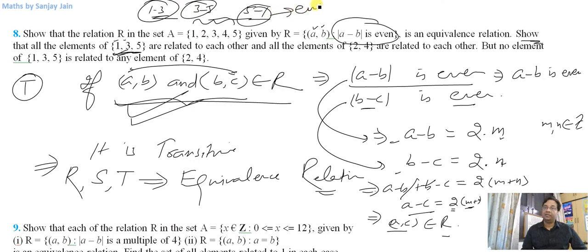Their difference will be even, right? Mod of these will give you an even number. Similarly, the difference of any two even numbers is also even. So every element of this set is related to one another.